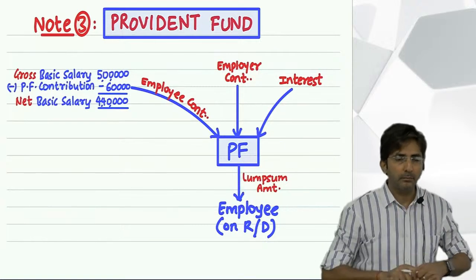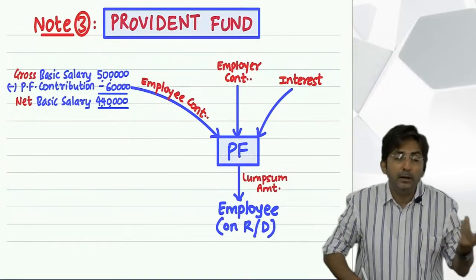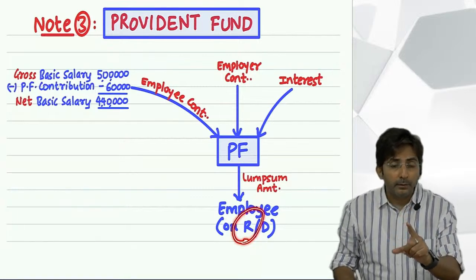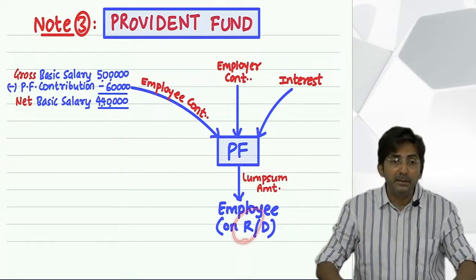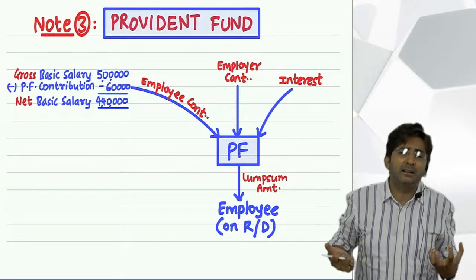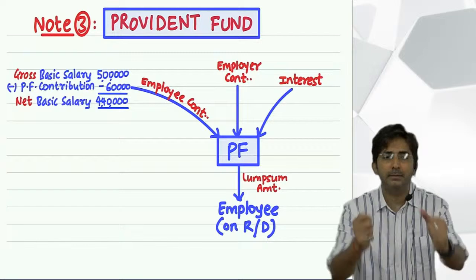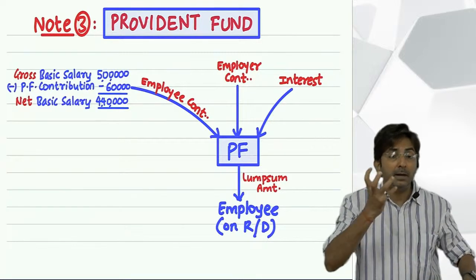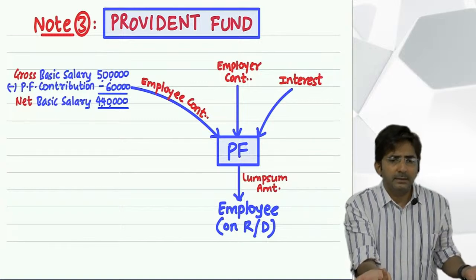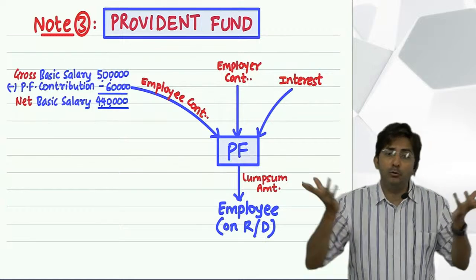Wait, he has a doubt. His doubt is, what if he leaves the company? Retirement is a broad term. Whether you are removed from the company, or you leave the job, or you have attained the age of retirement, the moment you get disconnected from the company, it's a retirement. Take retirement in the broader sense. Leaving the job is also retirement. Retirement doesn't mean you should become old, you have reached that age and now you retire.